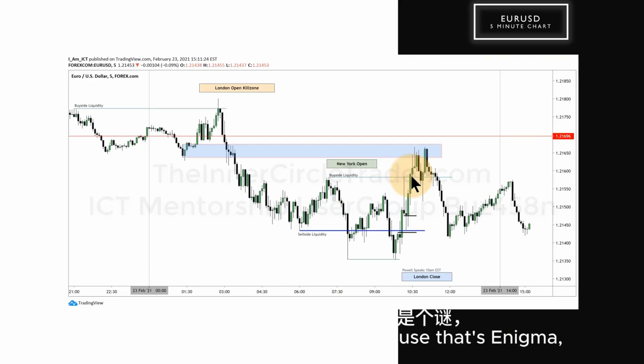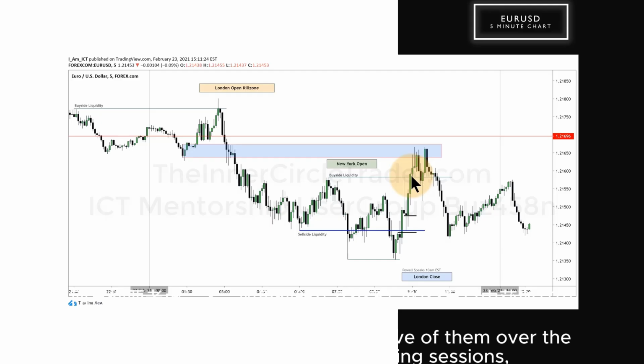You're not going to learn all that because that's Enigma, but this is one form of doing it. If you go in and find these little setups each day, if you can get 10 pips once a day, and you think about it, if you can get 5 of them over the course of 8 different trading sessions, assuming you don't do any trading on Monday.